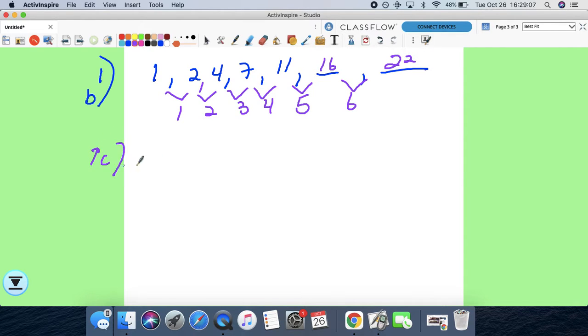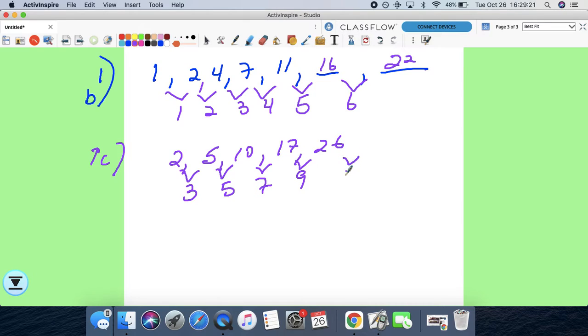One C, 2, 5, 10, 17, 26. There's a difference of plus 3, plus 5, plus 7, plus 9, and obviously the next one's going to be plus 11, which gives us our number of 37. We need that number, and we need one more, and then the other one is going to be plus 13, and that's going to take us to 40. Oh, 50, sorry.